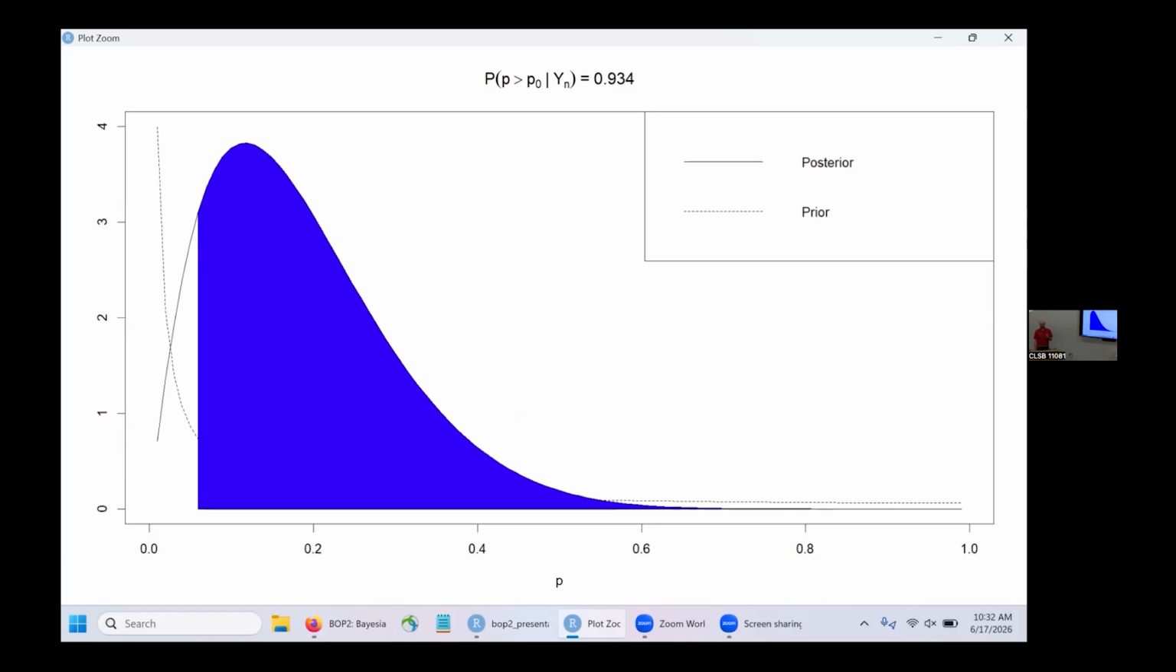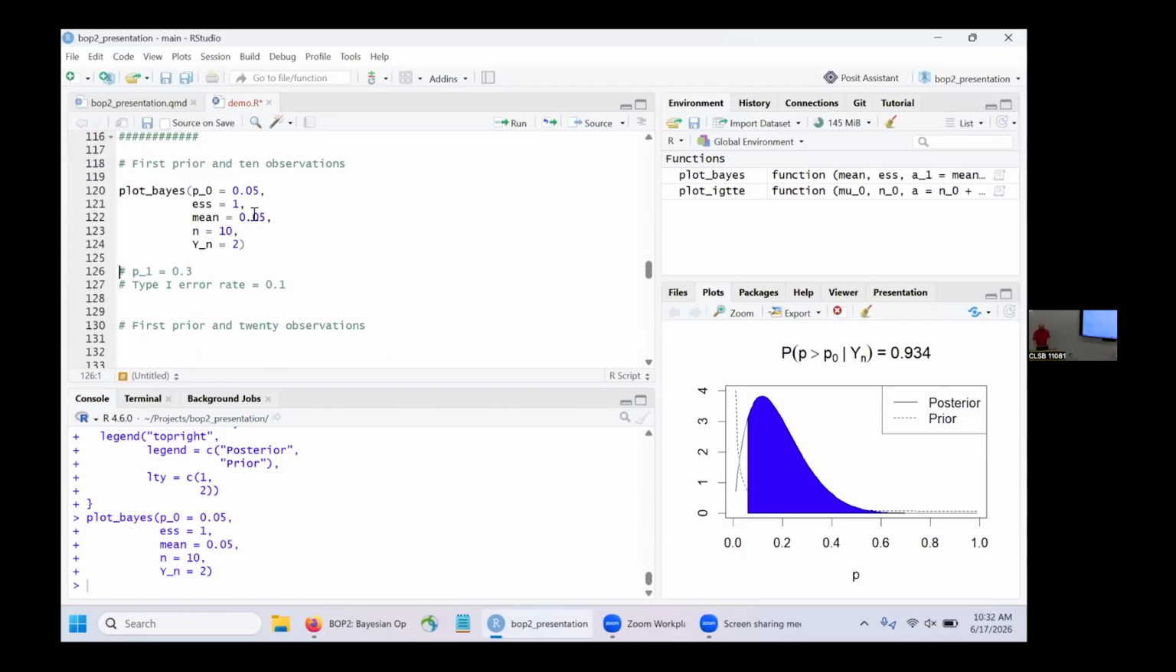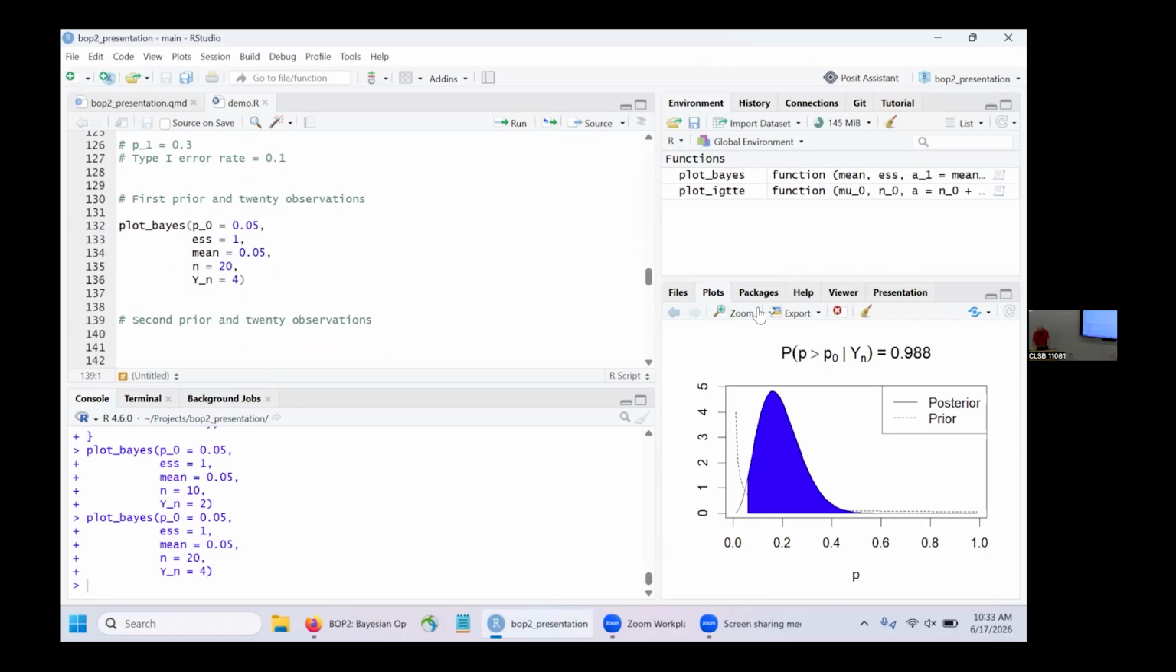Was anyone else instructed to roll a die 10 times and count the number of ones? Michael? Okay, and how many ones did you observe? 2 as well. So one thing I wanted to do is say, okay, this is the interim analysis. Suppose that Biao collected the data for the interim analysis, and then we continue the study and Michael is collecting the rest of the data. So what happens when we add in his data? That was the first prior and 10 observations. Let's go with the first prior and 20 observations. So now we have n equals 20 and y sub n equals 4. Let's see, how does this change things?